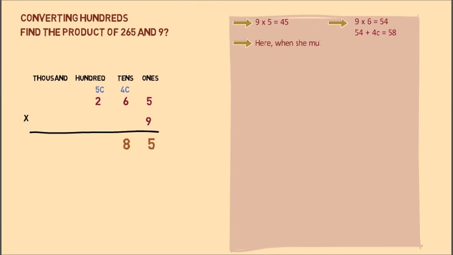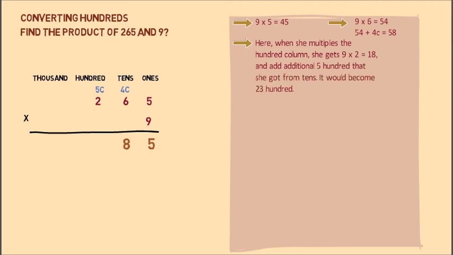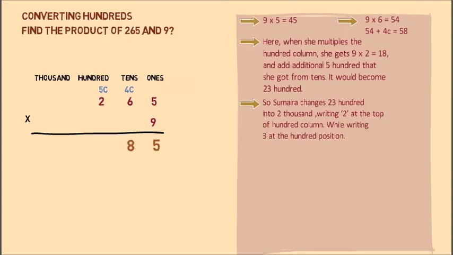Here, when she multiplies the 100 column, she gets 9 times 2 equals 18, and adds the additional 500 that she got from tens, it would become 2300. So Sumaira changes 2300 into 2000, writing 2 at the top of the 1000 column, while writing 3 at the 100 position.